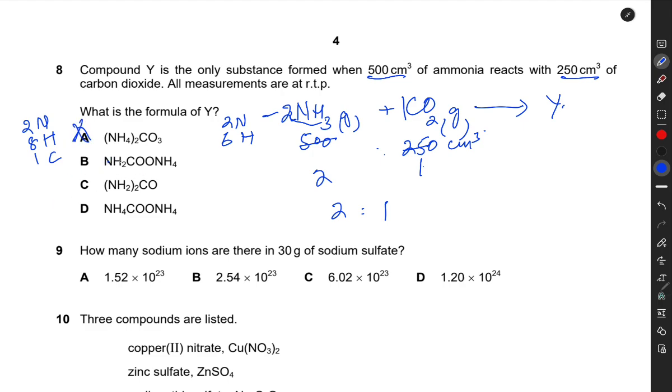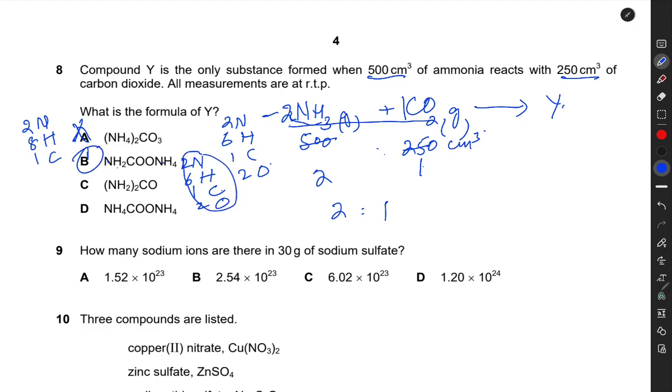B has 2 nitrogen, 6 hydrogen and 1 carbon and 2 oxygen atoms. So we have in this equation 2 nitrogen, 6 hydrogen, 1 carbon and 2 oxygen atoms. So this is correct.